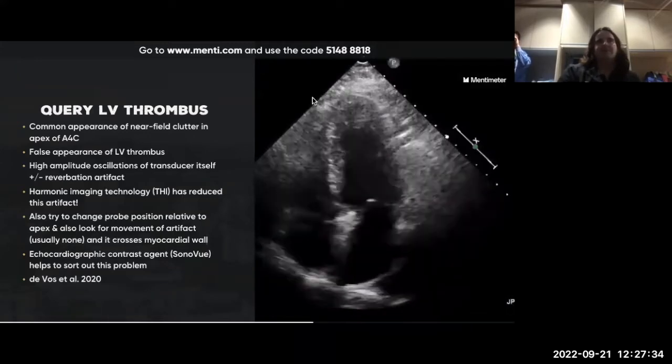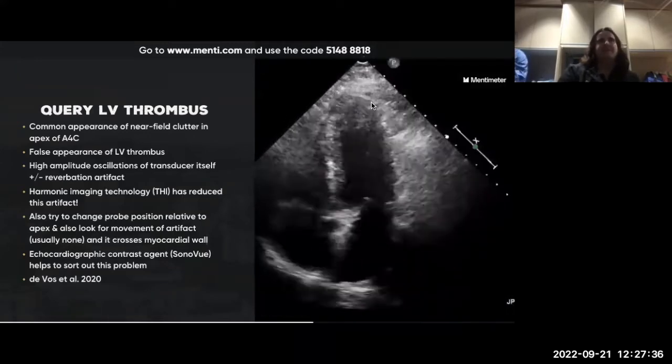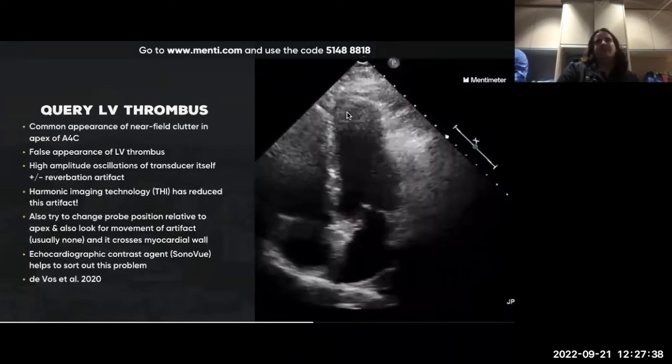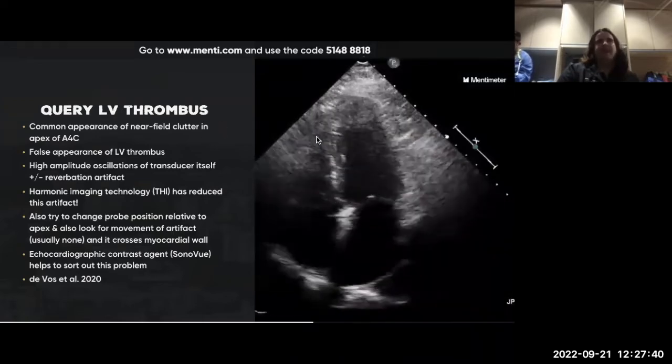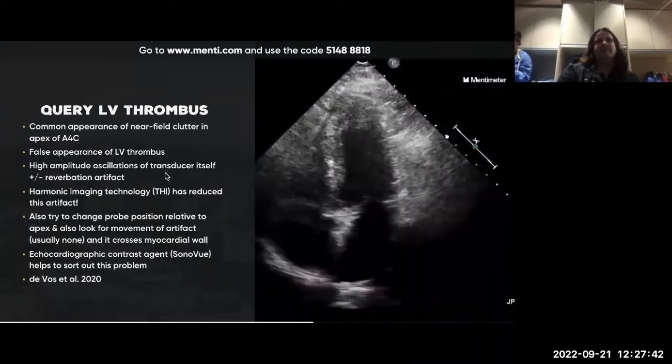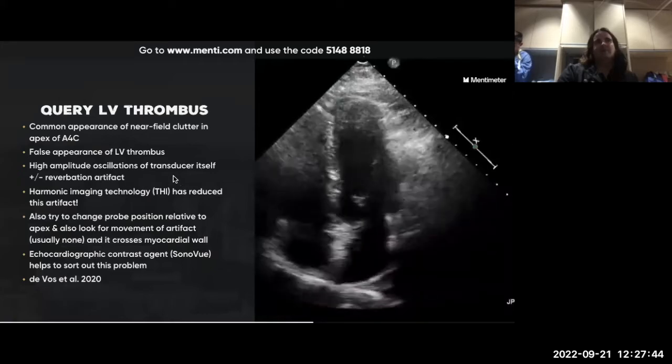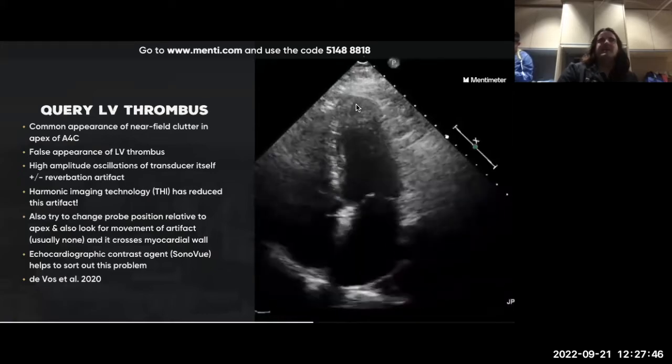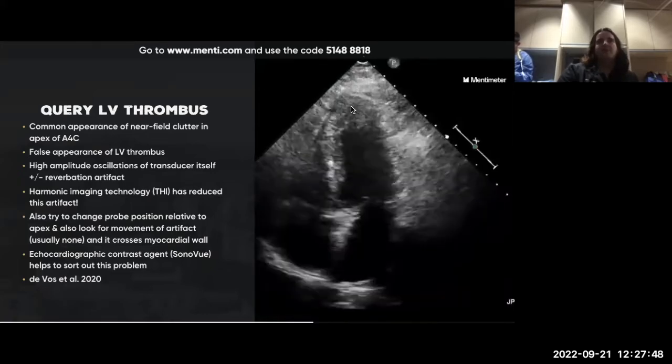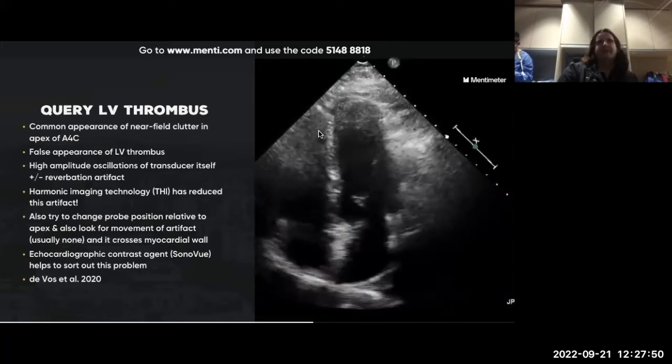LV thrombus because it's very, very hazy in the near field. Now, it's been contentious for a long time what these actually are. For a long time, it was thought that these were high amplitude oscillations of the actual transducer itself. In all actuality, they're probably just a reverb artifact.